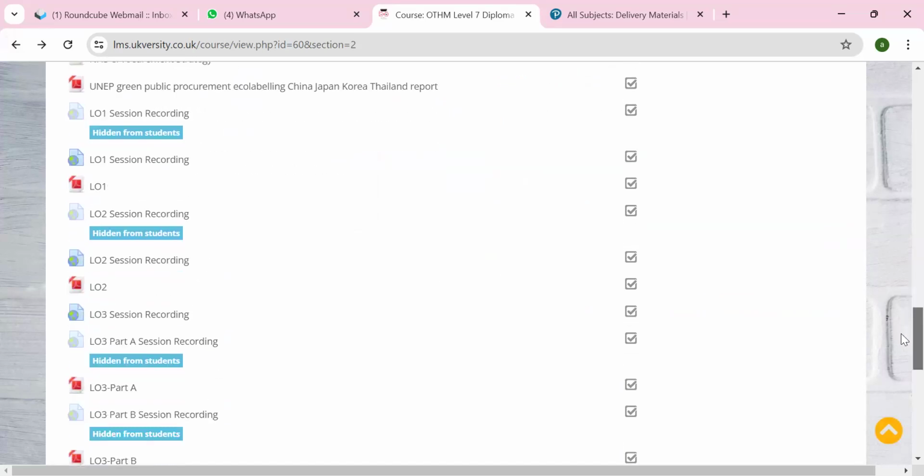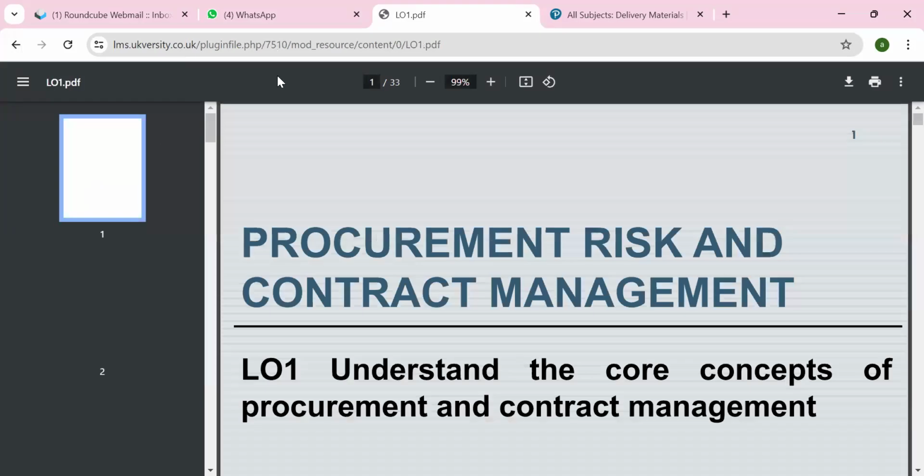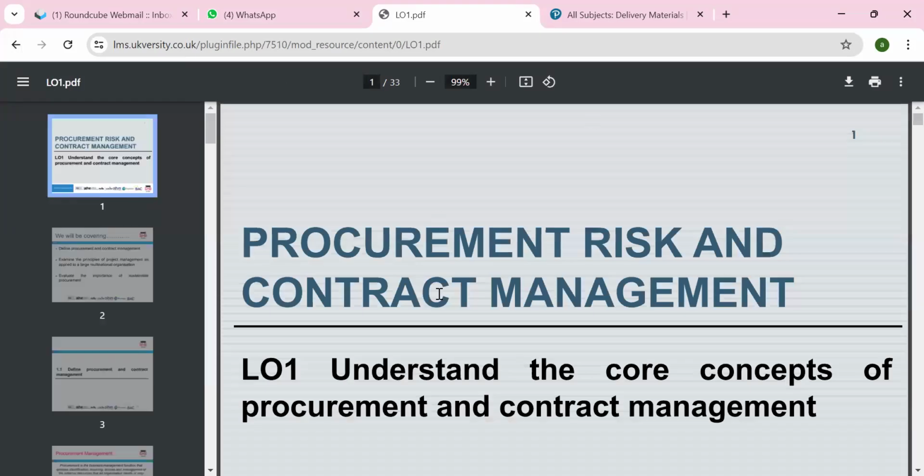We'll start our LO1, learning outcome 1. Please, all the required resources are available on our Moodle page. I'll demonstrate further at the end as well. Procurement, Risk and Contract Management, LO1, which is to understand the core concepts of procurement and contract management. Always look at the title of the unit, understand what is supposed to be contained, and the indicative content of the unit.